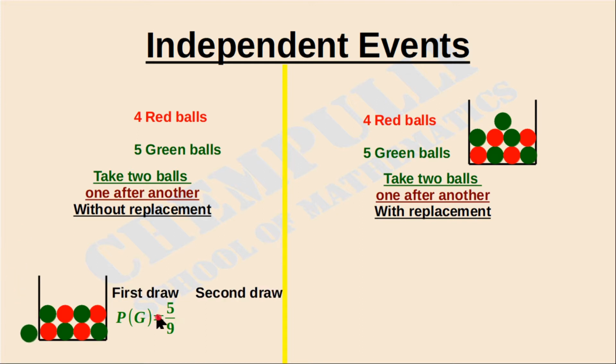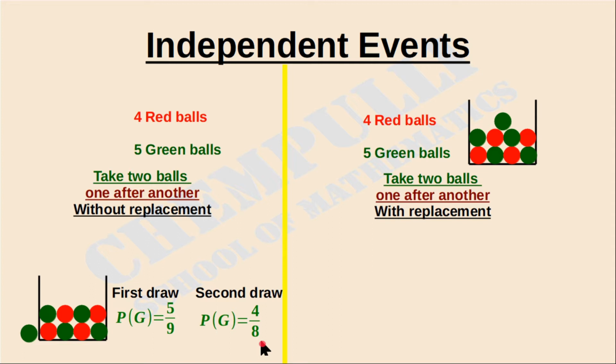Now we selected one green ball from here. Then it is without replacement. That means we can't replace that ball here. Okay, now the second draw. In the second draw, what is the probability of getting a green ball? Here how many green balls are there? 4 green balls. Total how many balls are there? Total 8 balls are there. That is, the probability of getting a green ball is equal to 4 over 8.